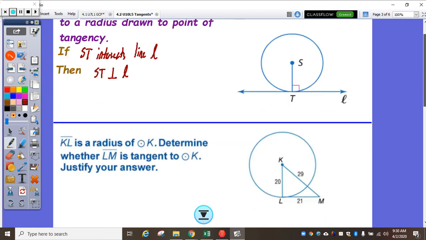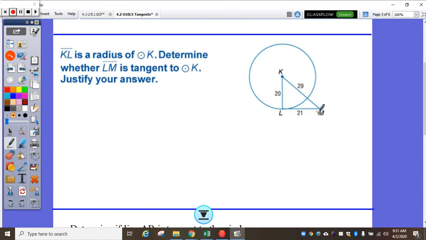So if I want to verify whether or not LM is a tangent line, if LM is a tangent line, then KL would have to be perpendicular to it. So if this is going to be perpendicular, this would have to be a right triangle. So then I would say 29 squared is going to equal 20 squared plus 21 squared. And we would have to see whether or not that's actually true. So let's take a look at that.